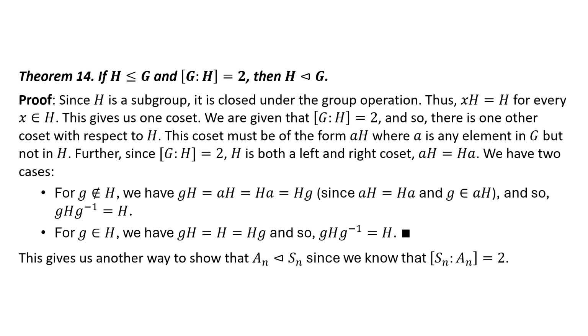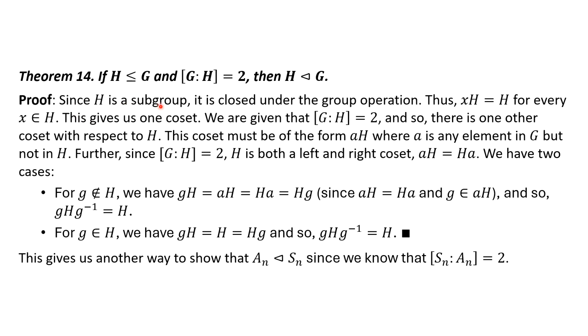If H is a subgroup of G, and the index of H with respect to G is 2, then H is a normal subgroup of G. So let's take a look at a proof of that. And remember, this just means that the size of G is twice that of H.